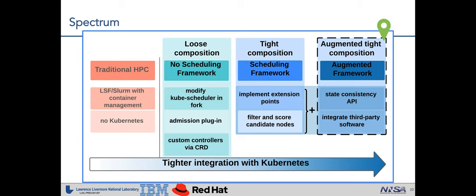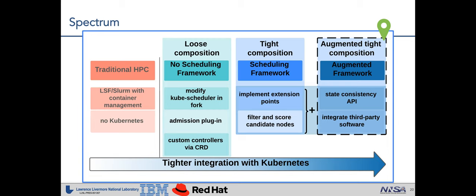So in this graph, in one of the papers that we wrote last year, we try to categorize how to implement Kubernetes and how it is possible to integrate more traditional HPC schedulers or resource managers into Kubernetes. So over the years, Kubernetes was not targeting scheduling specifically in this case.